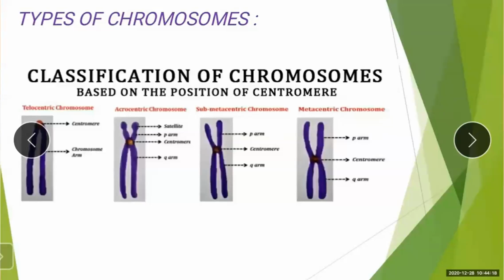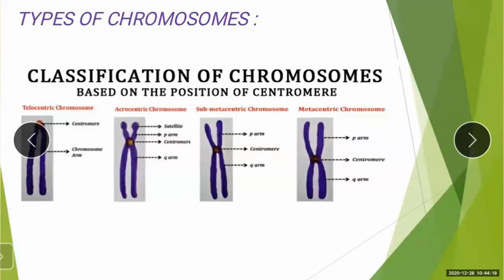And what do you mean by telocentric chromosome? Here, the centromere is just at the end of the chromosome, where the P arm is totally absent. Here, only the Q arm is there. So, what is the structure of a metacentric chromosome? It is V-like, the English letter V. Submetacentric is like the English letter L. Acrocentric is like the English letter J. And telocentric chromosome, the last one, is like the English letter I. So this is all about the classification of chromosomes based on the position of the centromere.